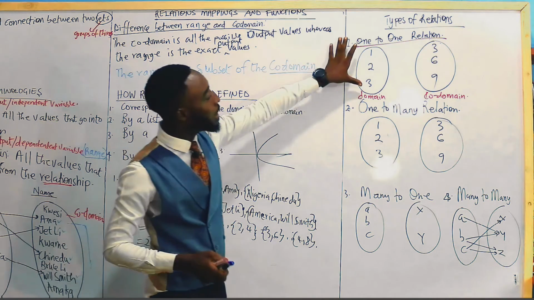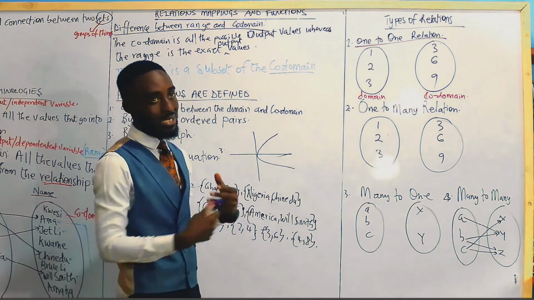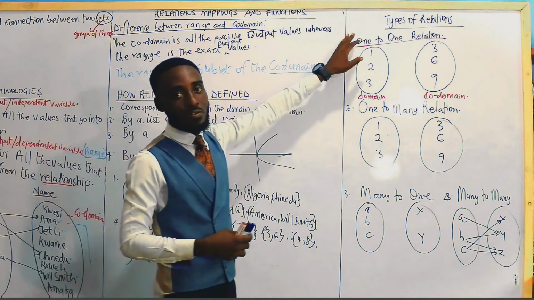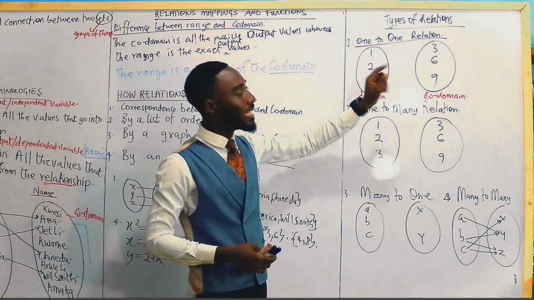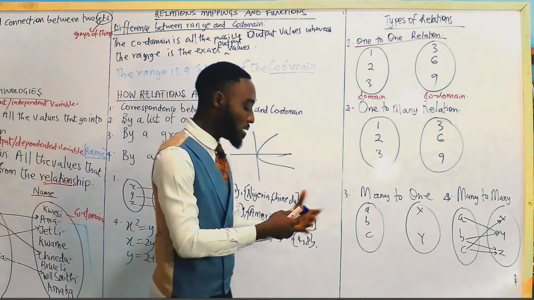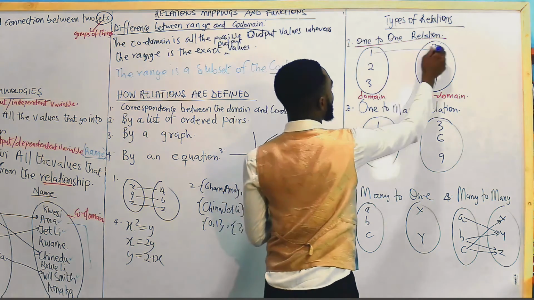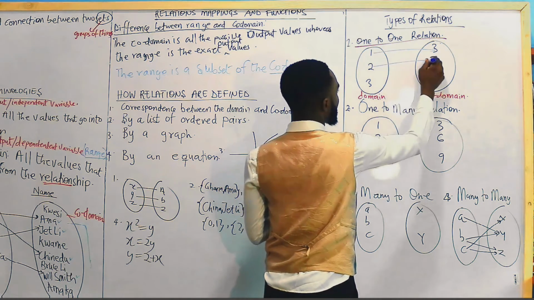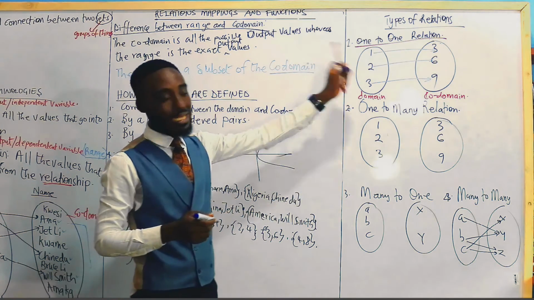Now, we have 1, 2, 3 and 3, 6, 9. So one-to-one relation, what do you think? Just as the name suggests, one value from the domain maps directly to one and only one value in the codomain. So in this case, 1 is going to map to 3, 2 is going to map to 6, and 3 goes to 9. So this is a one-to-one relation.